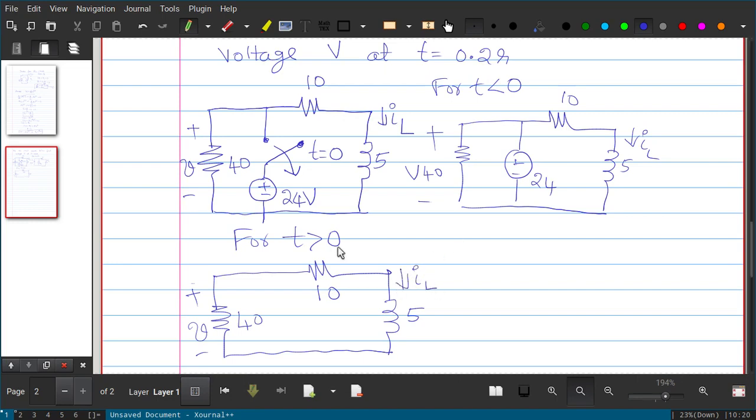These are the two equivalent circuit diagrams. For the same circuit, we have two models here: one when t is less than 0, and another when t is greater than 0. This is the first step.